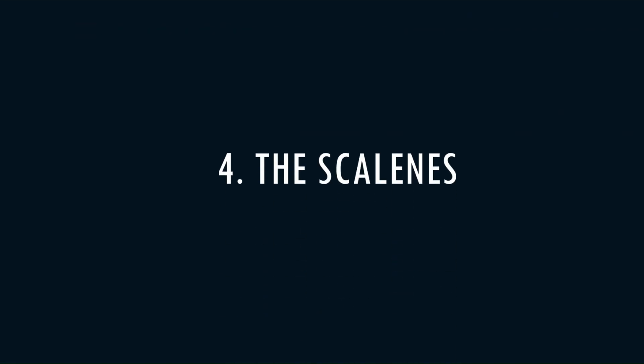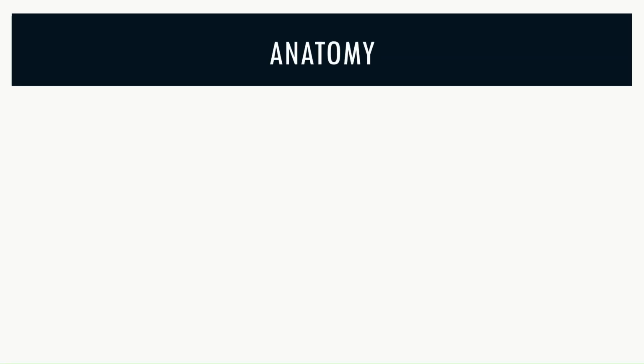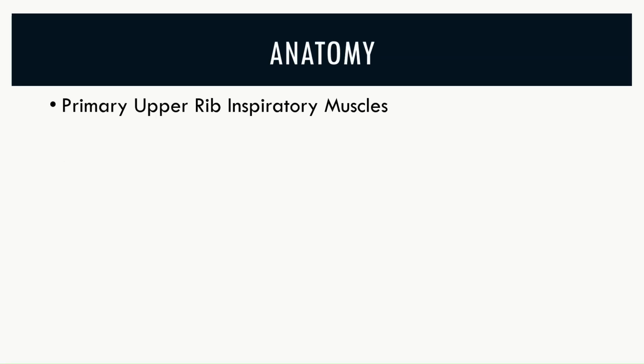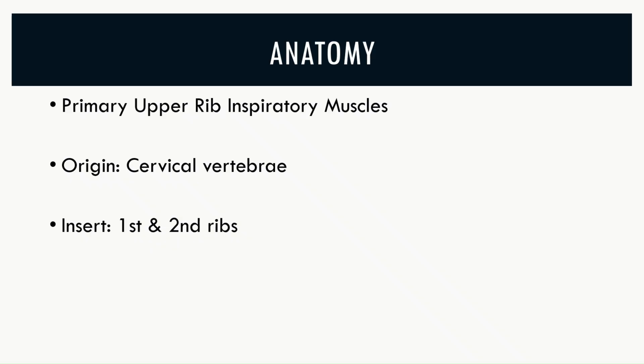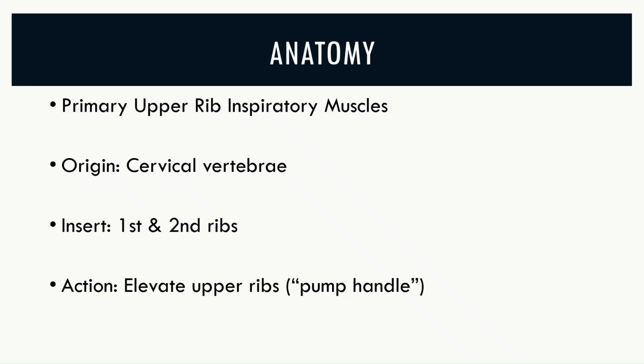The scalenes. The scalenes originate from cervical vertebrae and insert into the first and second ribs. Their contraction elevates the upper ribs, producing a pump handle movement. Importantly, they are consistently active even during quiet breathing and contribute significantly to upper ribcage expansion.